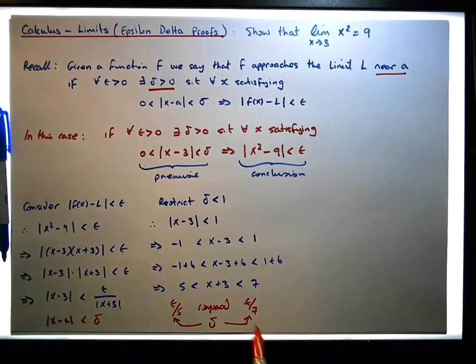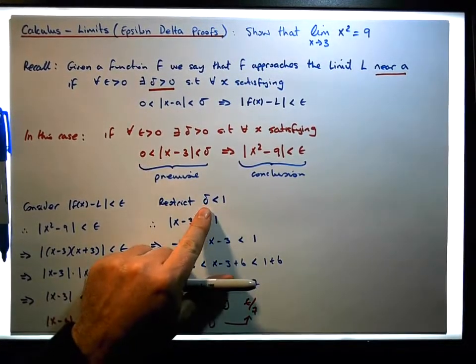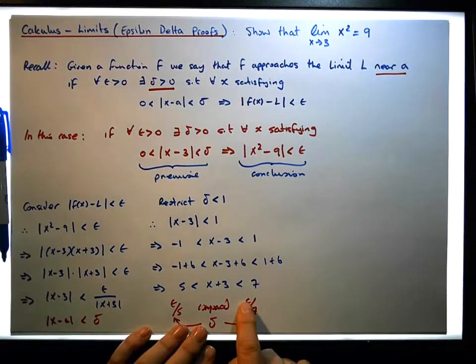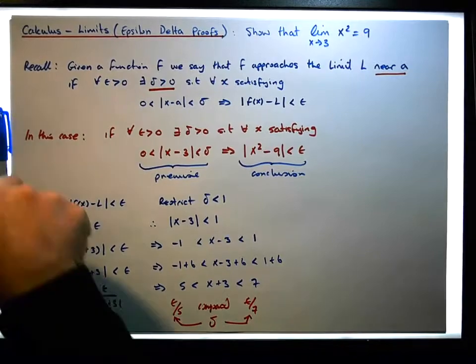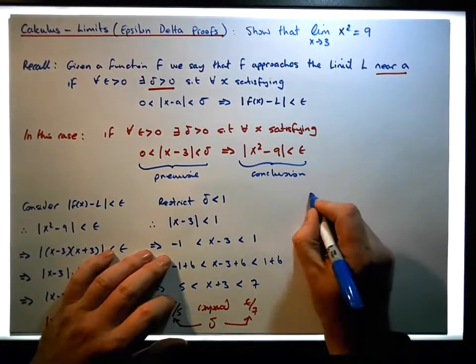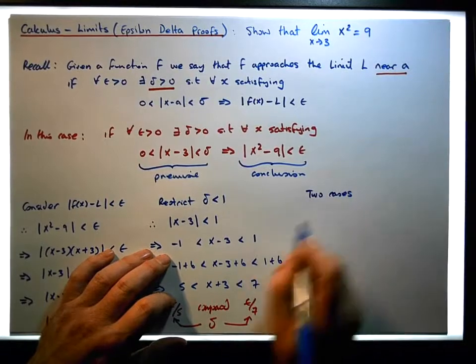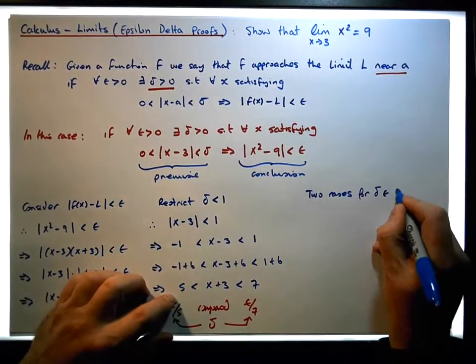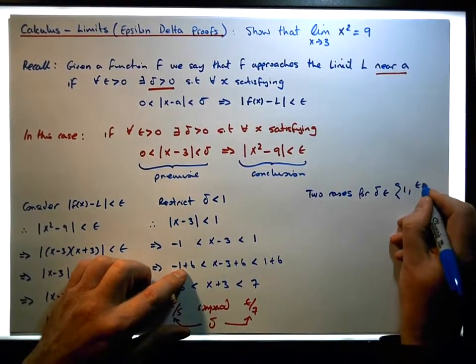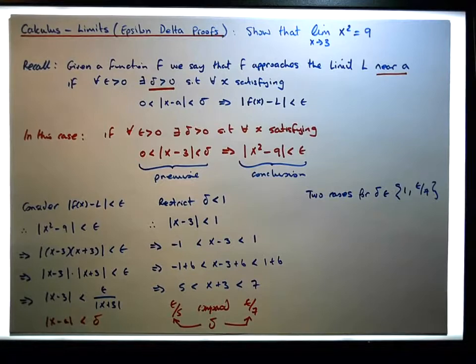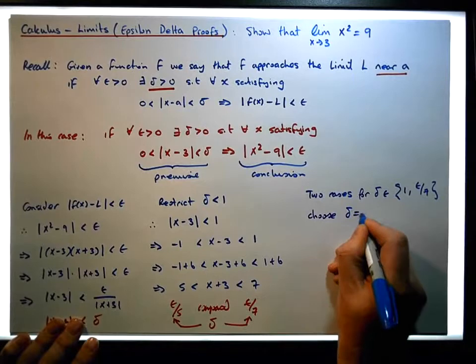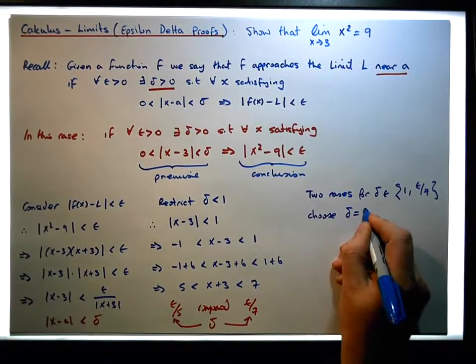So from this restriction, we now have two choices for delta. We can either choose delta to be less than 1, that's the first case, or we can choose delta to be less than epsilon over 7. So we have two cases for delta, where delta is an element of either 1 or epsilon over 7. Let's deal with the first case. Let's choose delta to be equal to 1.